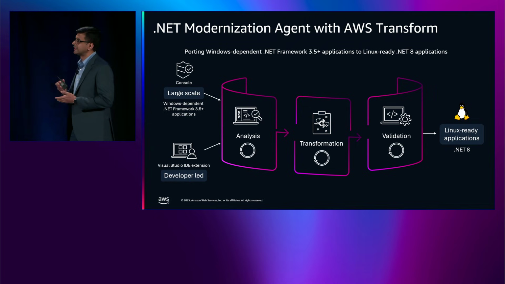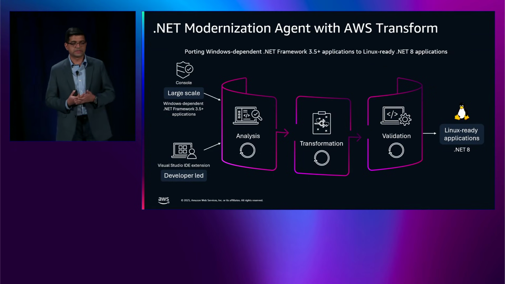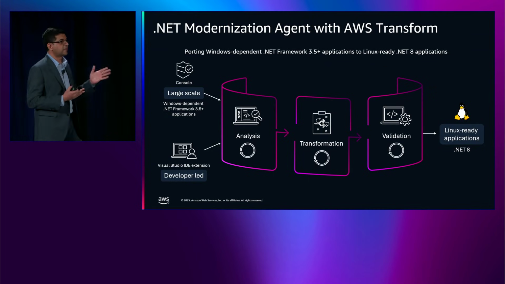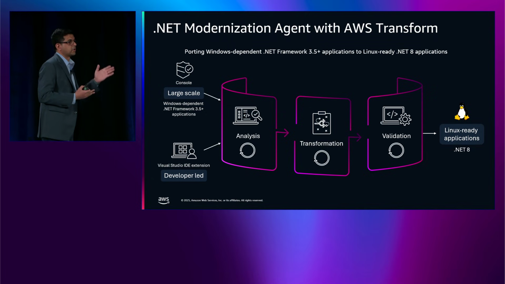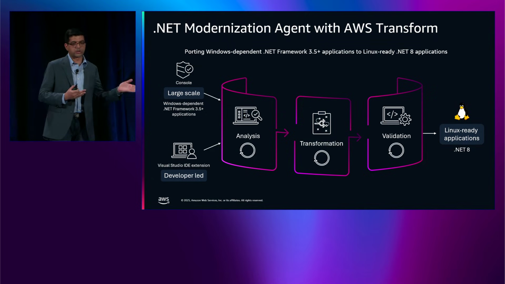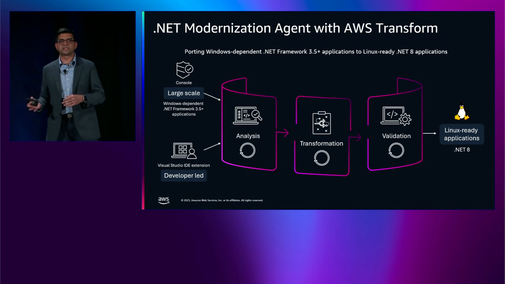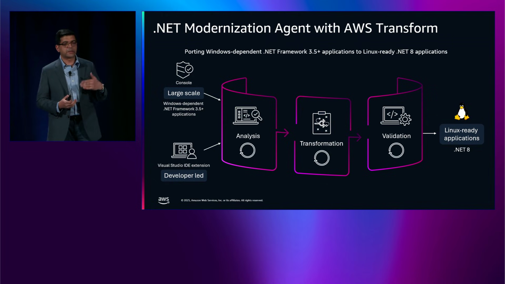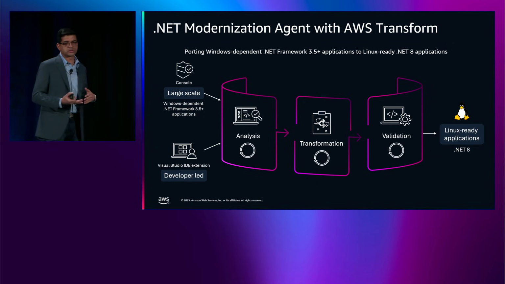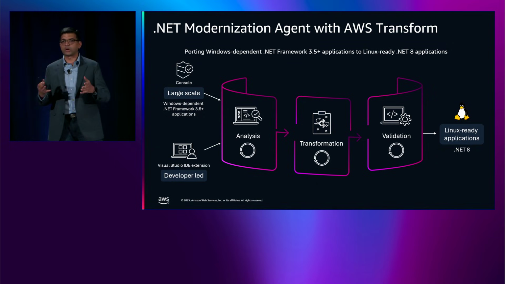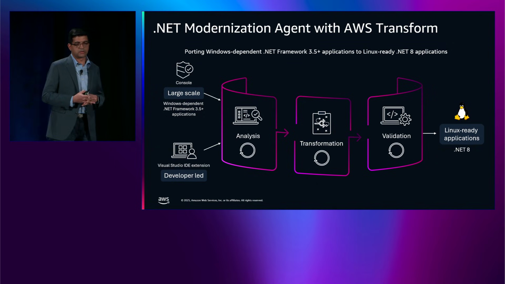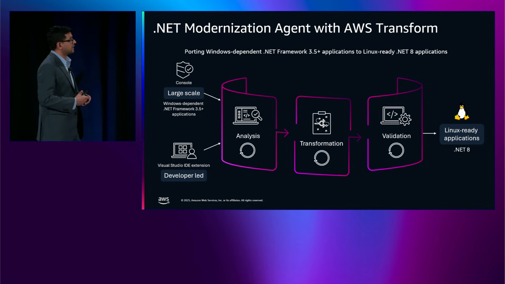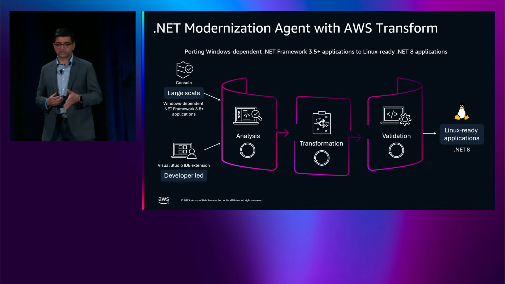So how does it do this key task? So first, it upgrades the language version. So if it finds outdated C# code in your application, what it does is it replaces it with Linux compatible C# code. Next, it upgrades the packages from a Windows dependent .NET framework to a more modern .NET which is compatible with Linux. And third, it rewrites the code for Linux compatibility.